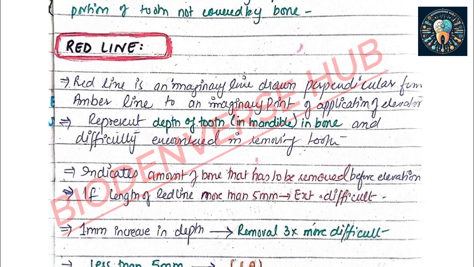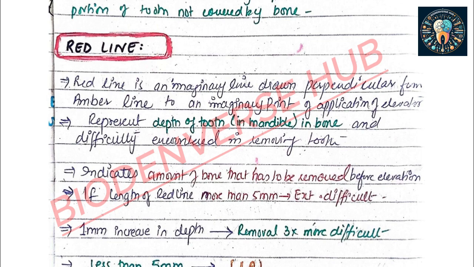Now the red line is basically an imaginary line that is drawn perpendicular from the amber line to the imaginary point of application of the elevator. So you have your amber line, and then you have to depict an imaginary point at which you will apply your elevator, and then draw an imaginary line perpendicular to both of them, and that will depict your red line. So what does it represent? It represents the depth of the tooth in the mandible or in the bone, and the difficulty that will be encountered while removing the tooth.